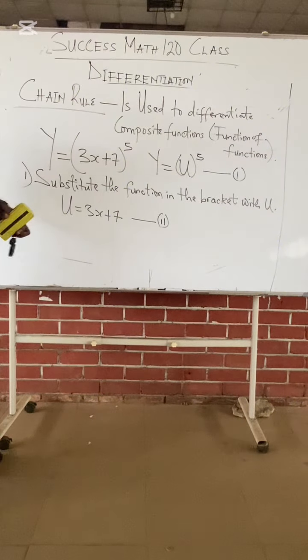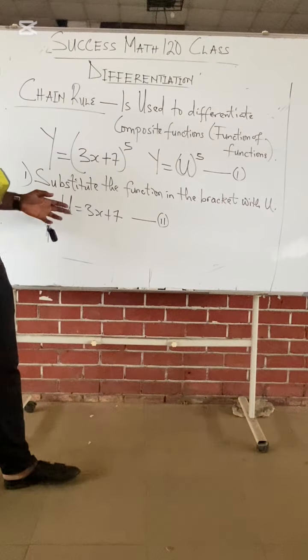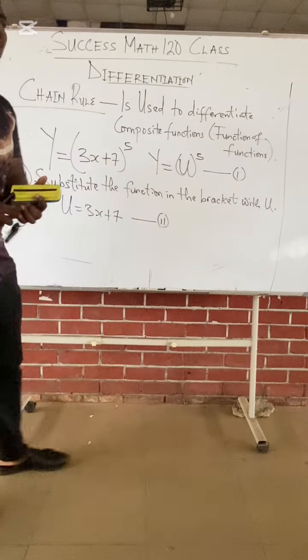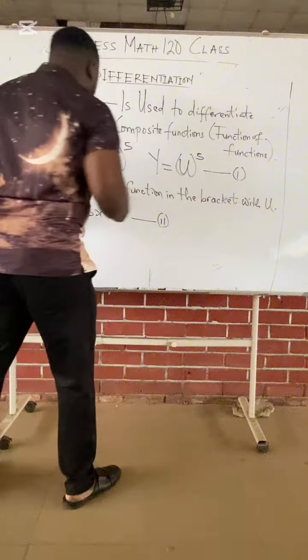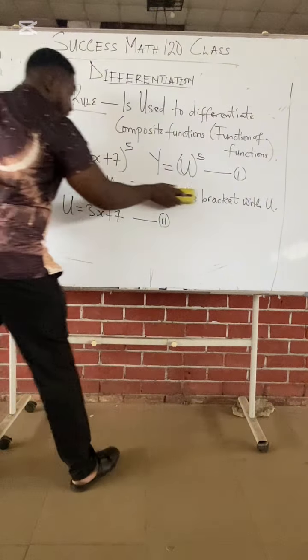Without the power. So u is 3x plus 7. Class, we have two equations. We have y equals u raised to power 5, and we have u equals 3x plus 7. Class, we're going to differentiate equation 1 and also differentiate equation 2.